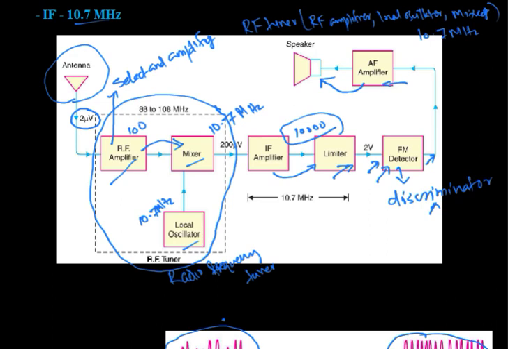Then the second part of our circuitry associated with the FM receiver is the IF amplifier, the intermediate frequency amplifier. The intermediate frequency produced by the mixer circuit of the RF tuner circuit is amplified by the IF amplifier and is given to the limiter. So the next stage is the limiter.